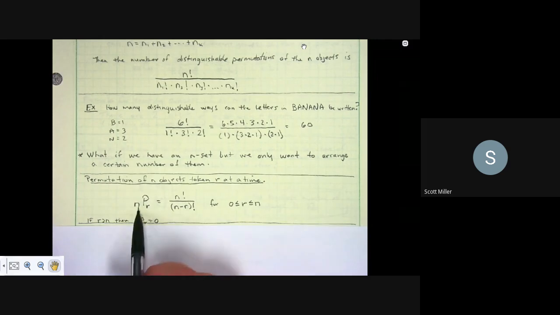So here's the formula for it. nPr. There's the formula with the factorials. r is going to be less than n. If r is greater than n, then you have 0.